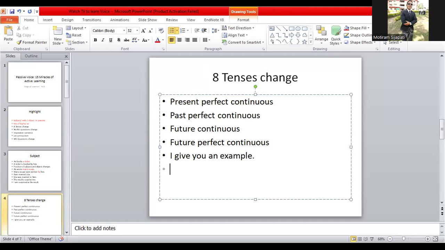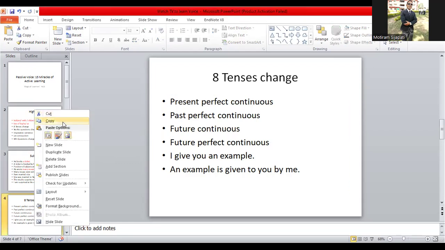Example. So this is simple present. An example is given to you. Also you can write "given to you" or "given you." "To" can be omitted. Given you by me. So it is better: an example is given to you by me. Given to you is the reason. It is better: given to you by me. An example is given to you by me is the better choice.